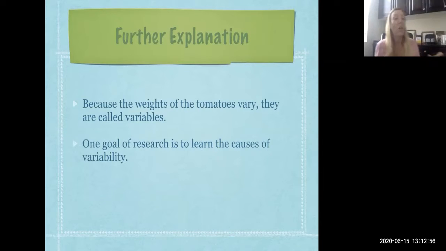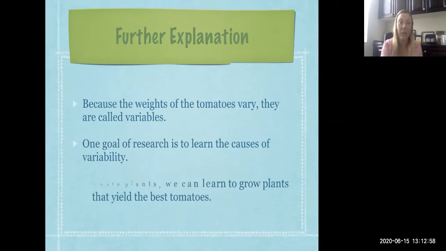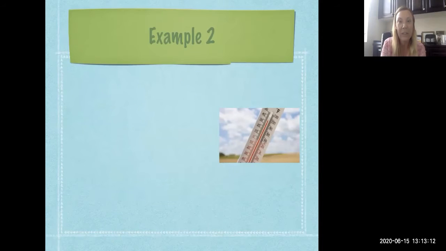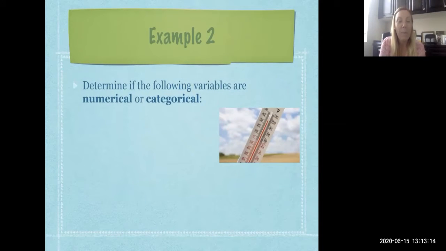So one of the goals of research is to learn the causes of our variability, right? So for tomatoes, we'll learn about what's going to help yield the better plant. Okay, so the next thing that we looked at was what different types of variables we could have, numerical or categorical. So based off of this, we're going to determine if the following variables are numerical or categorical.